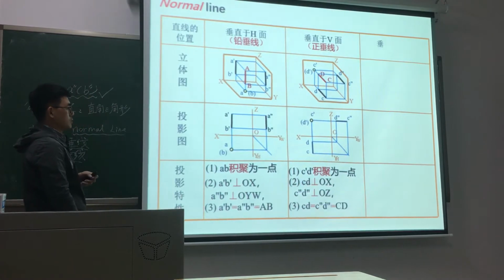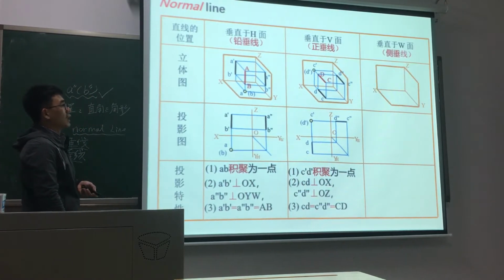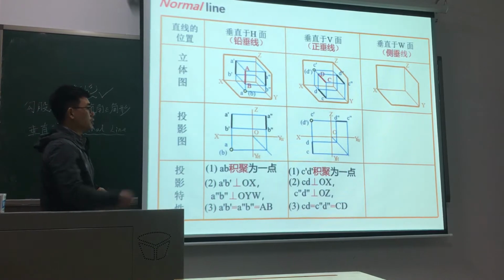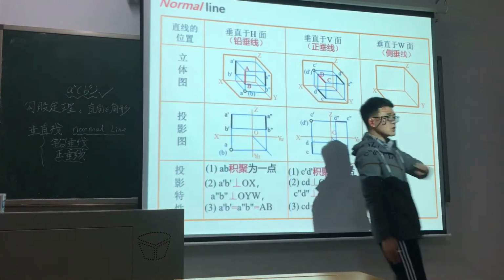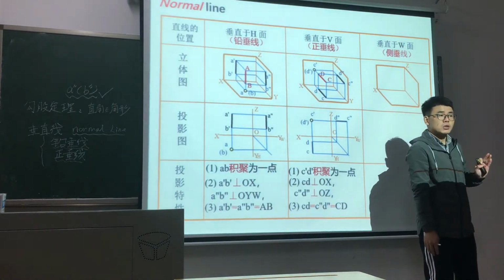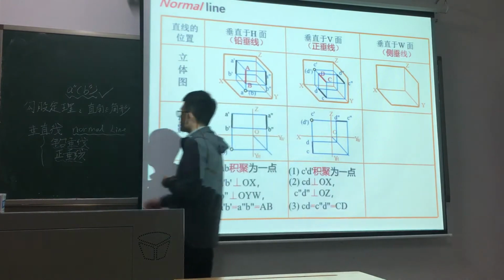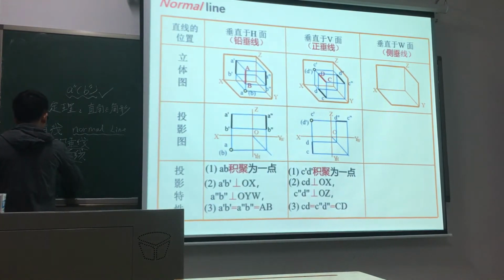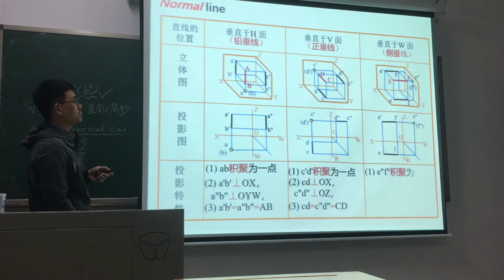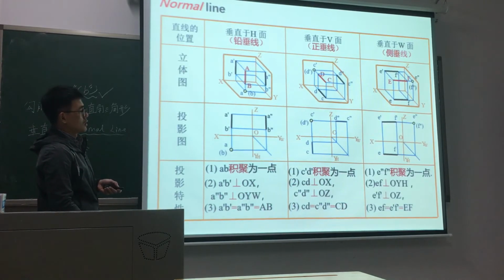So the third one, 侧垂线. This side: if I stand here, on my side, in Chinese this is called 侧面, means side, so the Chinese name is 侧垂线, means perpendicular to the side plane. In these figures, please tell me which line is the true length.